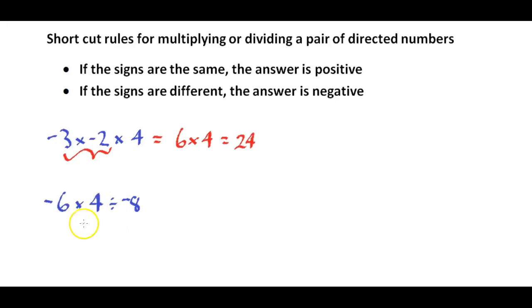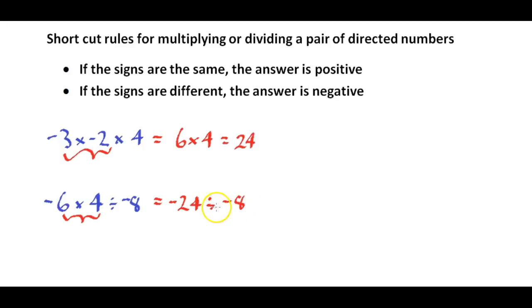Again, in this next example, we're just going to do a pair at a time, and multiplication and division have equal rights. We work left to right. So here, a negative times a positive, the signs are different, so my answer is negative. So 6 times 4 is 24, and that answer is negative.